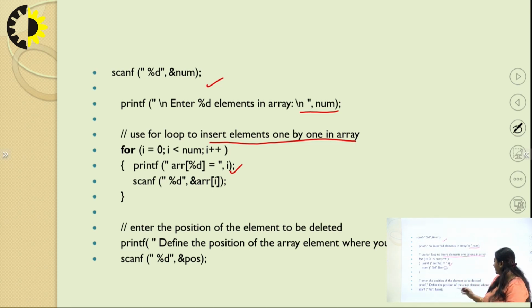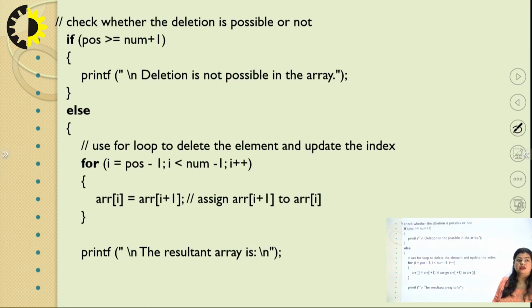Enter the position of the array element you want to delete. That means here we are only printing the elements. So describe the element you want to delete, and define the position of the array element where you want to delete. Then scan the position. Here check whether the deletion is possible or not. As we have already discussed, if the position is greater than n plus 1, that means deletion is not possible.